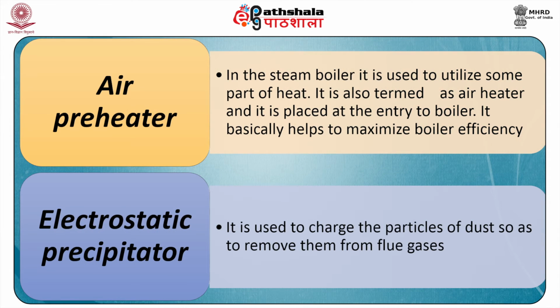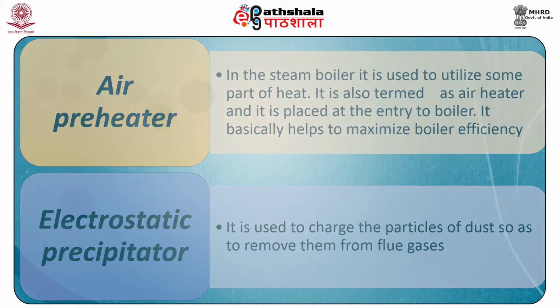Sixth, air preheater. In the steam boiler, it is used to utilize some part of the heat. It is also termed an air heater and it is placed at the entry to the boiler. It basically helps to maximize boiler efficiency. 7. Electrostatic precipitator. It is used to charge the particles of dust so as to remove them from flue gases.